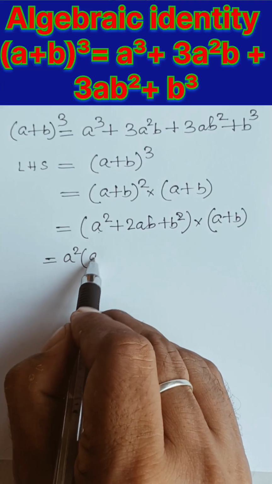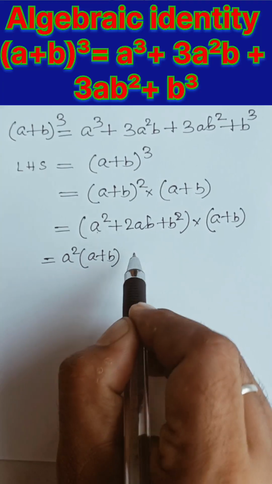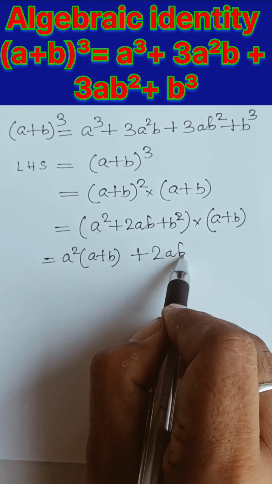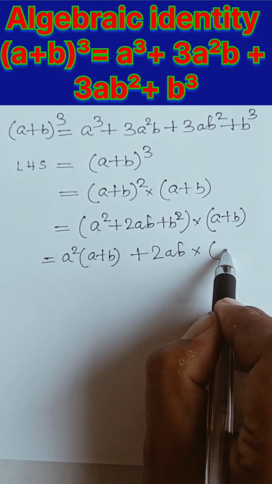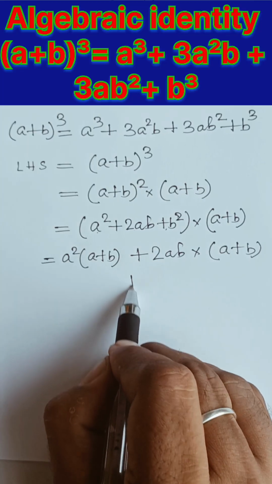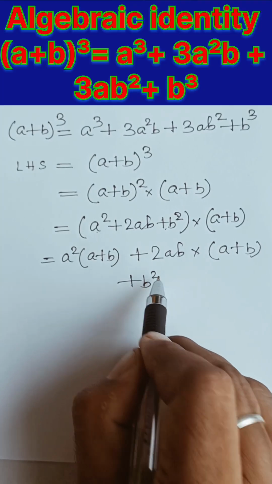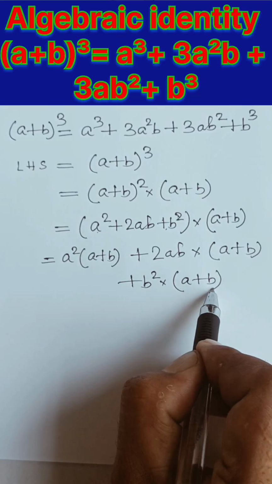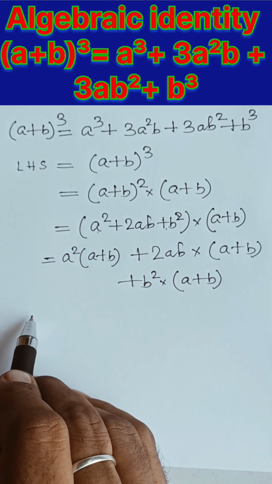Now I am going to apply the distribution property, that is a square multiplied by (a plus b), plus twice ab, again this is multiplied by (a plus b), and the third term, that is b square, multiplied by (a plus b). This is called the distribution property.